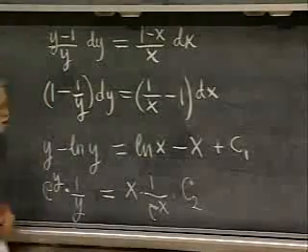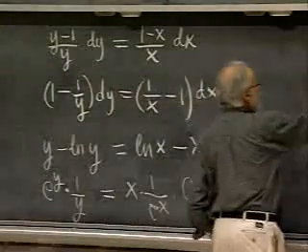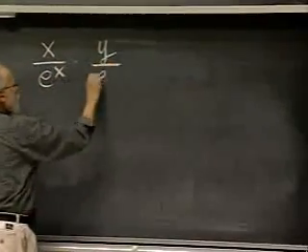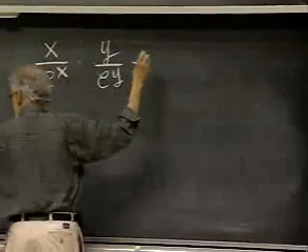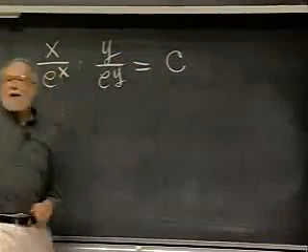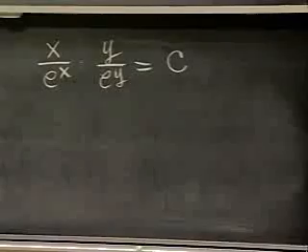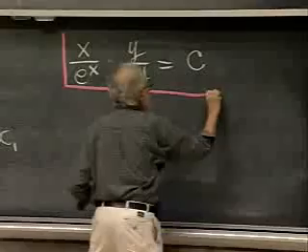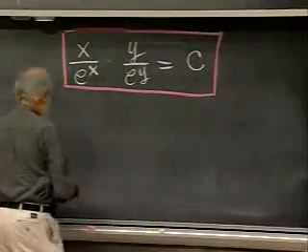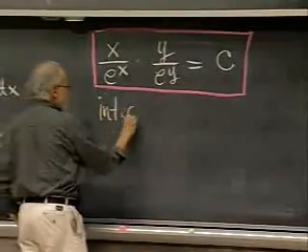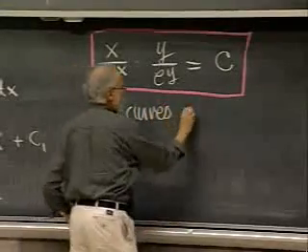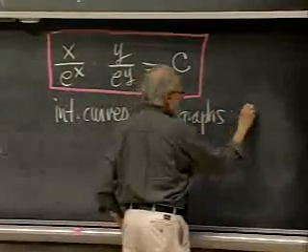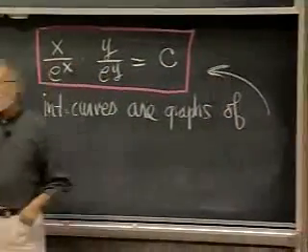And now if I combine them all, put them all on the one side, it's x over e to the x times y over e to the y is equal to yet another constant, 1 over c2. This is my final constant, so let's call that c. In other words, the integral curves are the graphs of this equation for different values of the constant c.